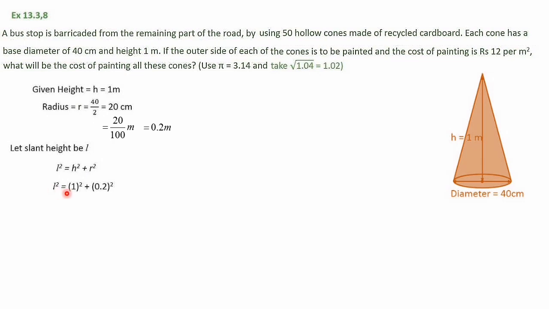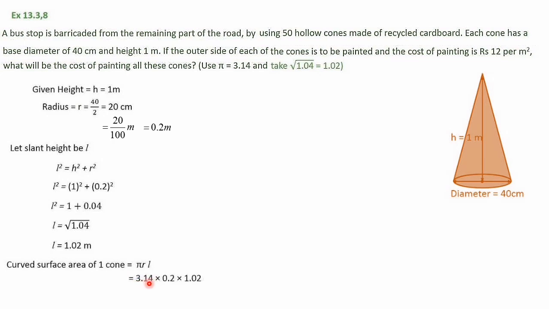Let's substitute the values. 1 square plus 0.2 square. That is, L square is equal to 1 square is 1, 0.2 square means 0.04. After the decimal, 2 digits will come when it is a square. So when we add this, it will come as 1.04. L is equal to root of 1.04. The value we can use, which is given to us, is 1.02 meter. That is L. Now the curved surface area of one cone we can calculate by using the formula pi R L.